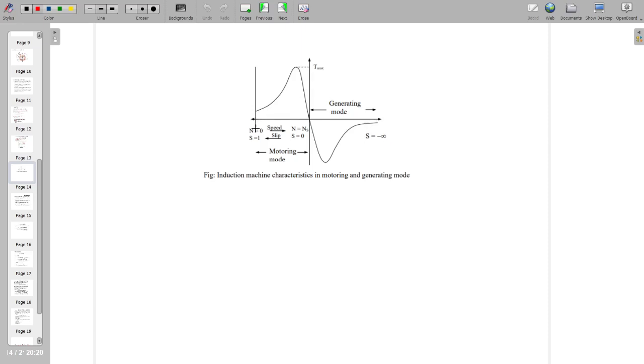So this is the slip and torque characteristics. In the generating condition, the torque and the slip are negative in nature.